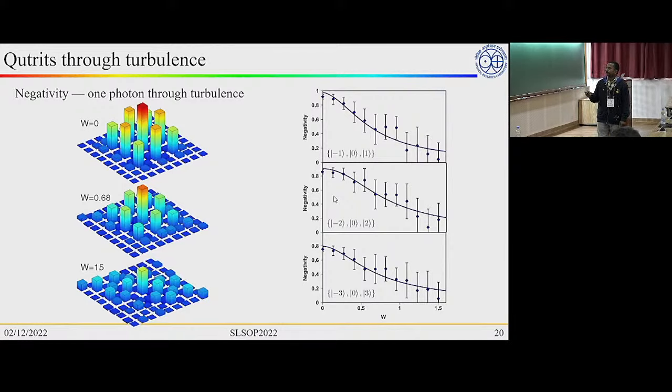And we plotted the negativity for the different qutrit states that we put, and we saw that as you increase the turbulence, the negativity decreases, so entanglement we are losing.